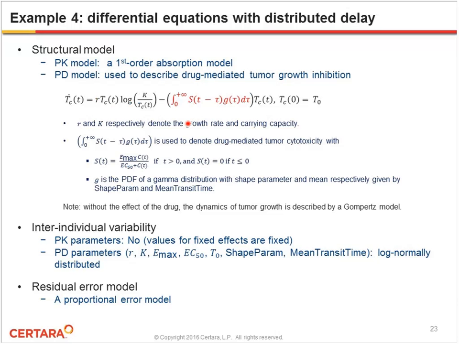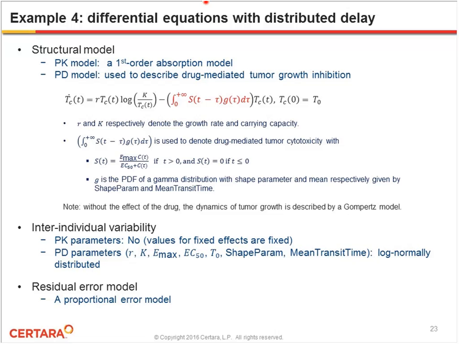So I just want to point out that if this term is not here, this is just a Gompertz model. The Gompertz model has been widely used to describe tumor growth dynamics. Now, again, for the PK parameters, for simplicity, I assume there's no inter-individual variability, and the fixed effects are fixed. For the PD parameters, all of them are assumed log-normally distributed, including the shape parameter and the mean transit time. The residual error model is a proportional error model.